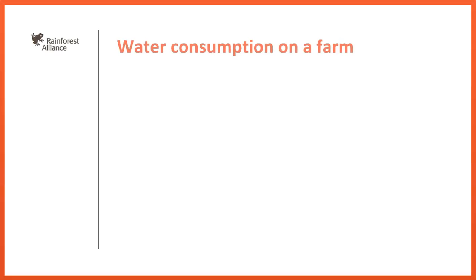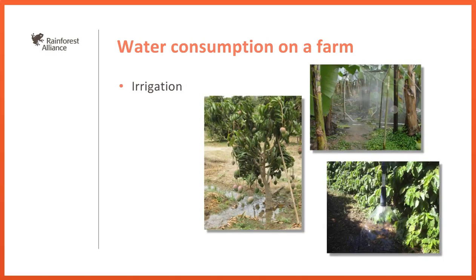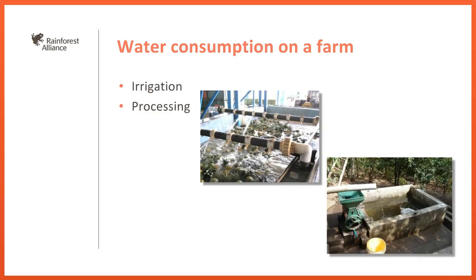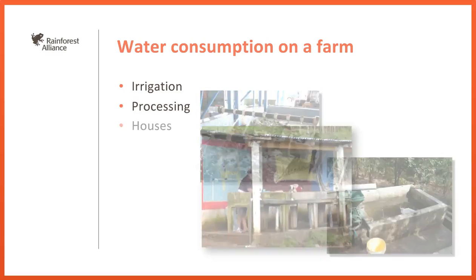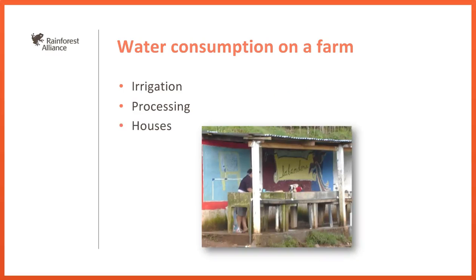Where in the farm are you using water? If you irrigate your crop, you are using a large quantity of water. If you process your crop, you also consume a significant volume of water. If there are houses on the farm, water is used for cooking, bathing, and laundry.